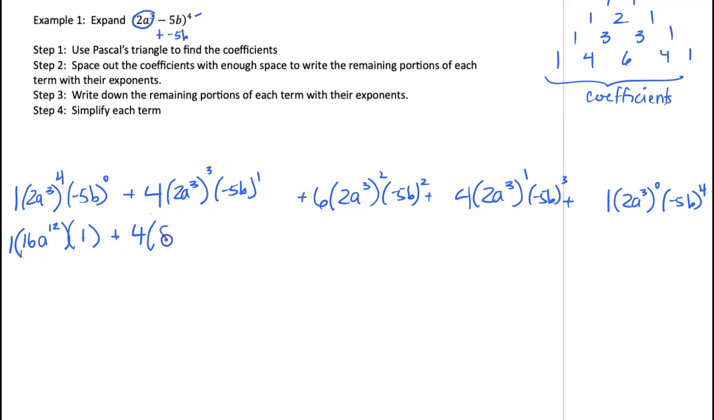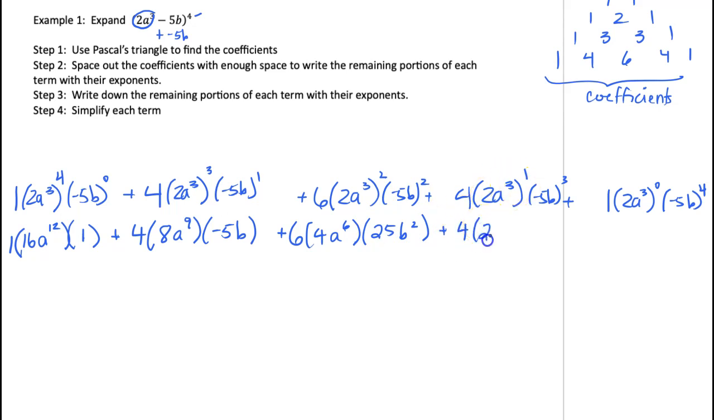2 to the 3rd power is 8. A cubed is a to the 9th. And negative 5b to the first stays negative 5b. 2 squared is 4. A cubed squared would be a to the 6th. And then negative 5 squared is positive 25. And b to the first squared is b squared.